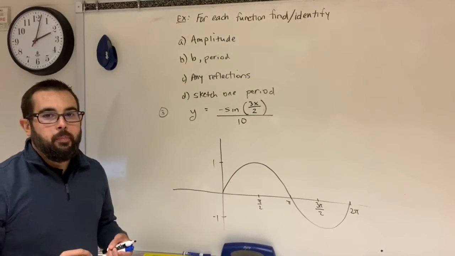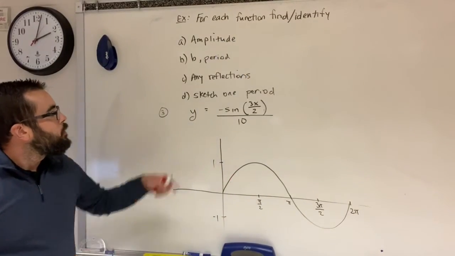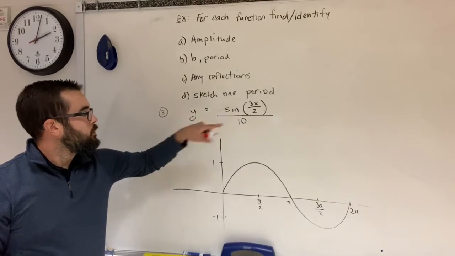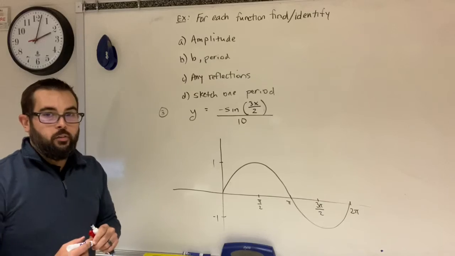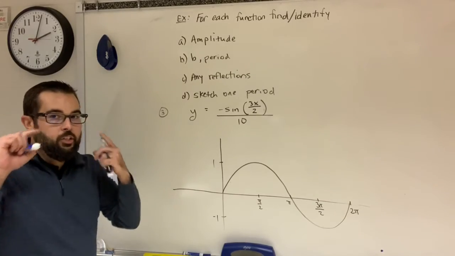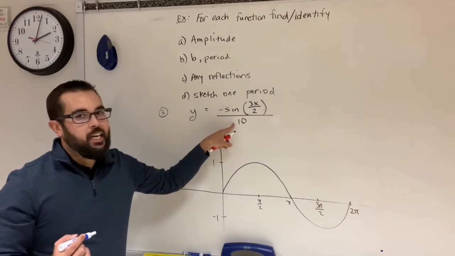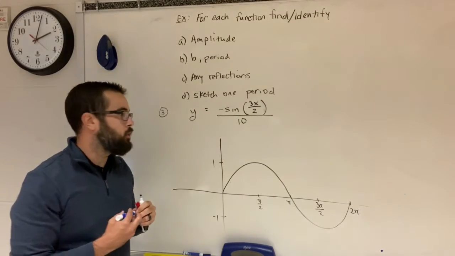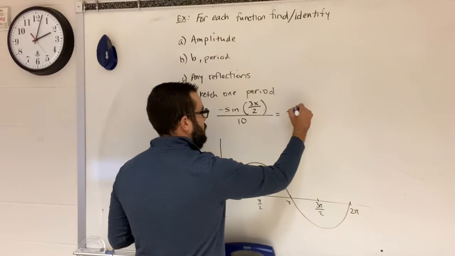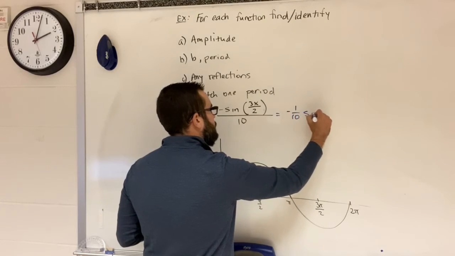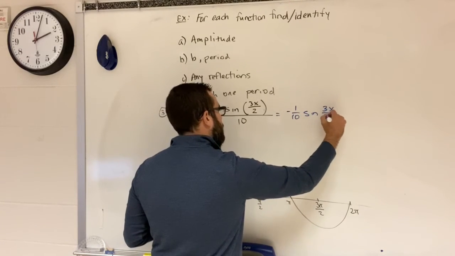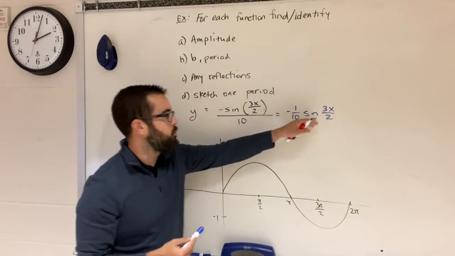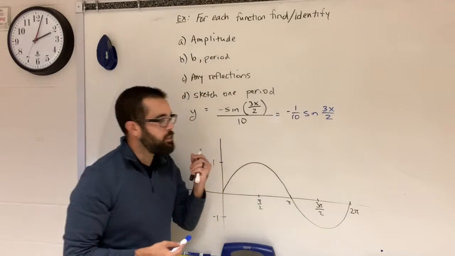Last problem here. So, we have y equals negative sine 3x over 2 divided by 10. So first thing I want to do is write it in our general form, because this doesn't look like the form that I had on the board when I introduced the general form. So I'm going to write it as negative 1/10 sine of 3x over 2. And I don't need parentheses right there, because there's no confusion of what's happening within the sine function.